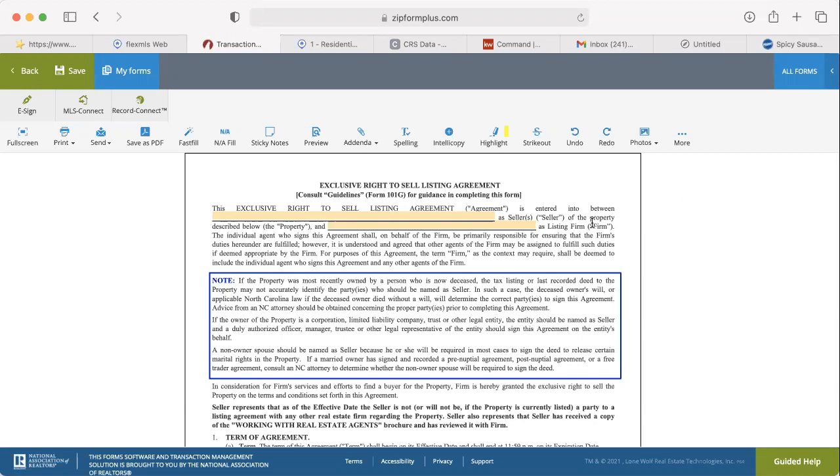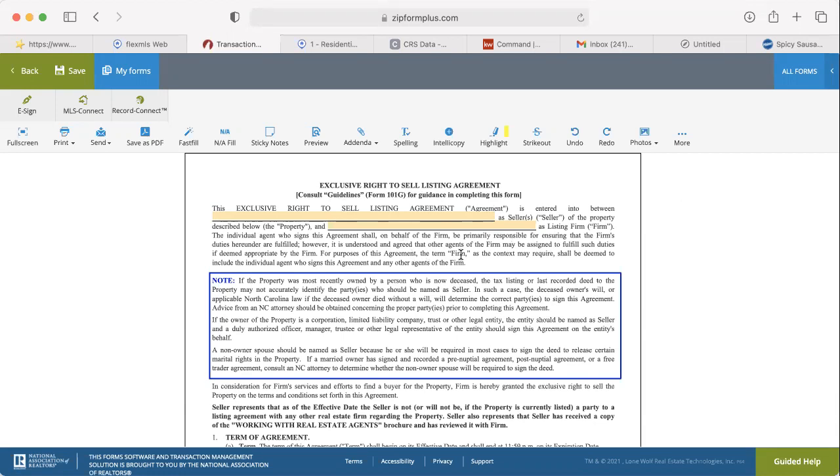Okay, so today we're going to talk about seller forms. And we're going to start out with the exclusive right to sell listing agreement. We have a few different types of listing agreements. I'm going to go over this standard form that's for any property that has an improvement on it.